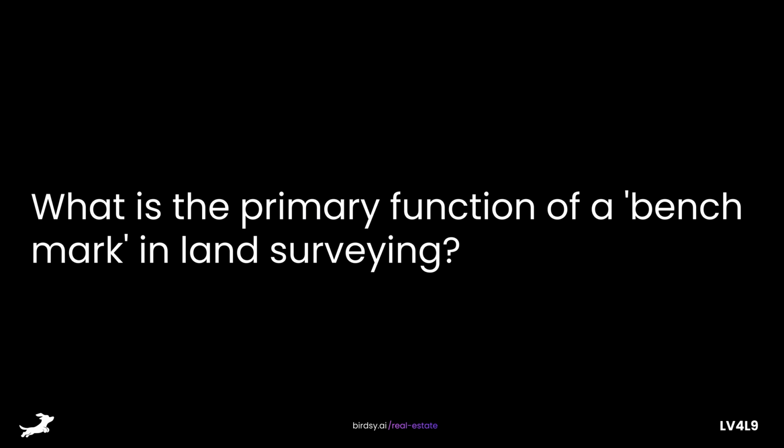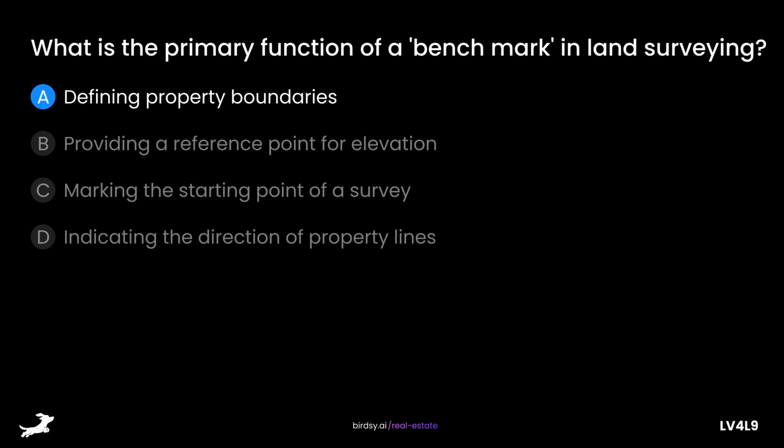What is the primary function of a benchmark in land surveying? Is it A, defining property boundaries, B, providing a reference point for elevation, C, marking the starting point of a survey, or D, indicating the direction of property lines? The answer is B, providing a reference point for elevation.